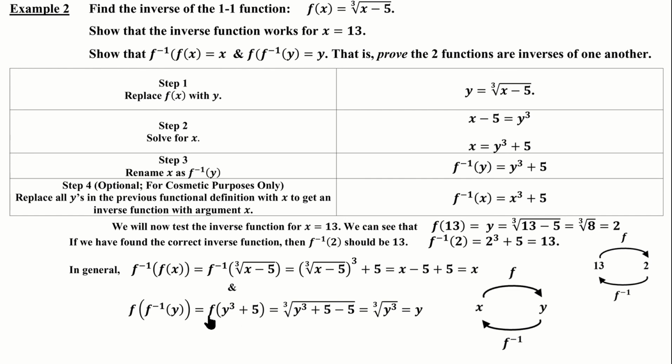Now we need to do the action of f to this input. Let's go back to f. Remember, f of x is the cube root of x minus 5. So the action of f is whatever you feed it, it's going to take the cube root of that which you fed it minus 5. Now you're going to feed f y cubed plus 5. So what's f going to do? It's going to take the cube root of y cubed plus 5 instead of x and then subtract 5. These 5s will cancel out. So we get the cube root of y cubed, which is y.